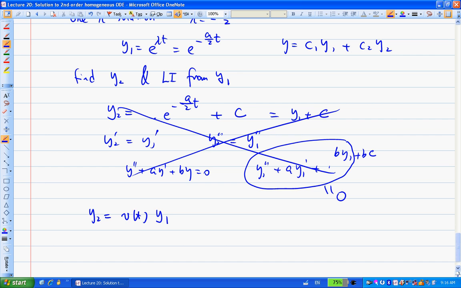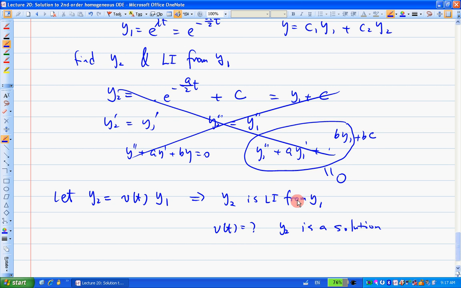Then the next thing to think about is, what will v of t be such that y2 is a solution? So this means y2 is linearly independent from y1, and the next condition is finding v of t such that y2 is a solution. I don't understand the last two lines? These two lines here? First of all, I'm letting this equal to this because I'm trying to find the solution y2, and not just a solution, but at the same time linearly independent from y1. That's the bigger picture.